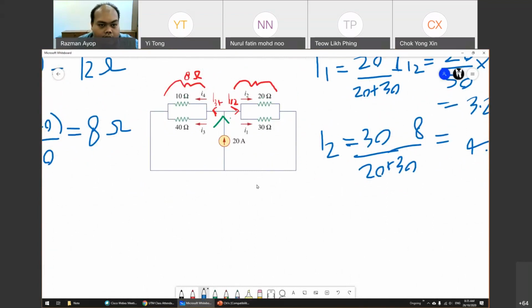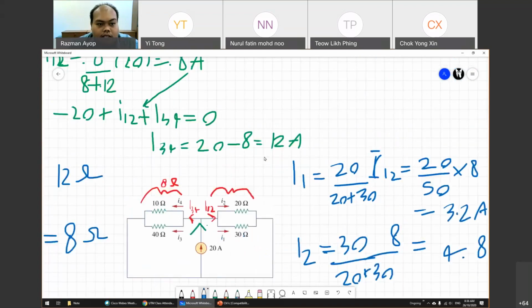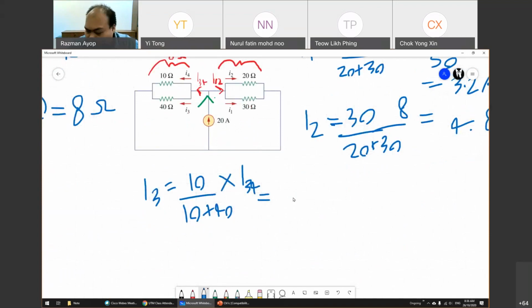For I3 equals to 10 divided by, this one 10. Because we want to find I3, you have to use the opposite resistance. Then 10 plus 40 multiplied by I34. So I34 is 12. 10 divided by 50, times 12. So you get 2.4 ampere.